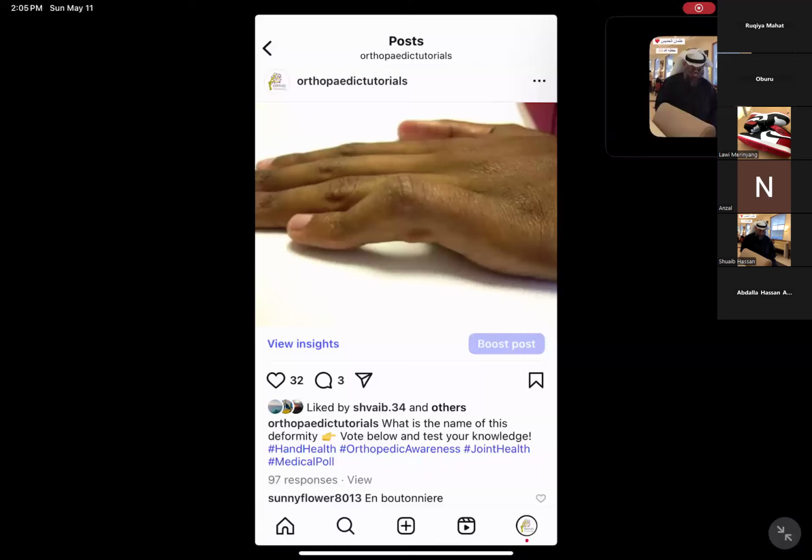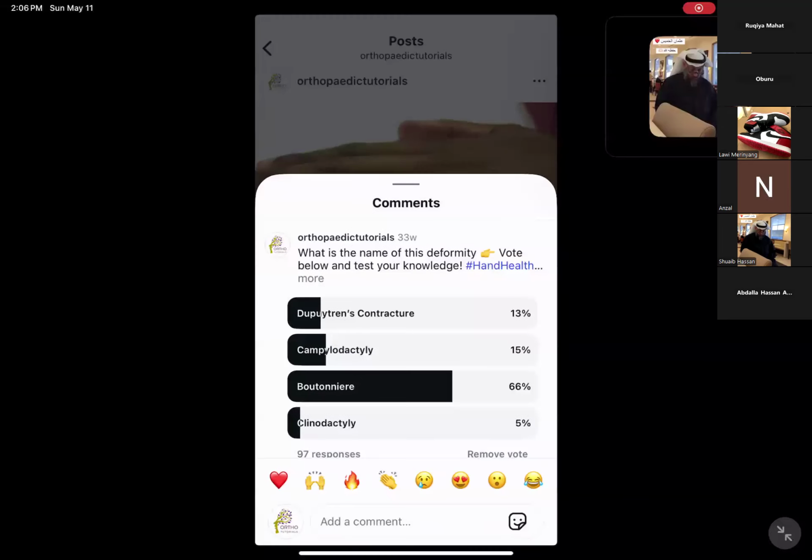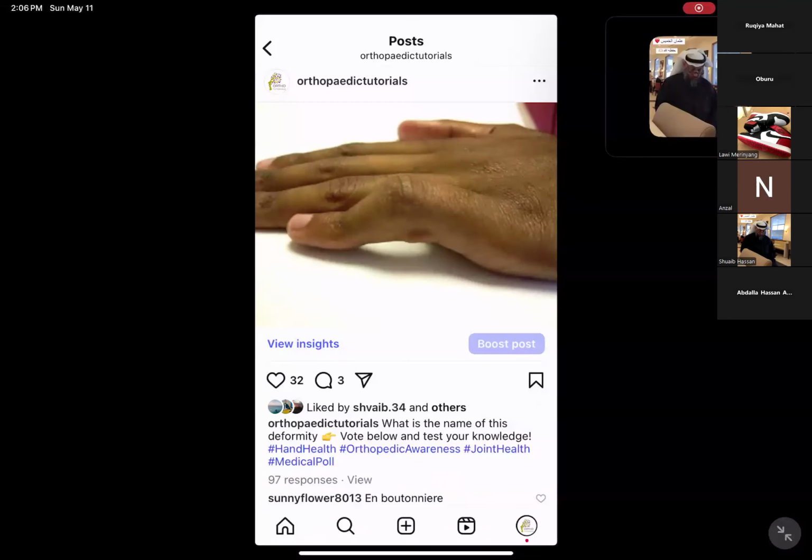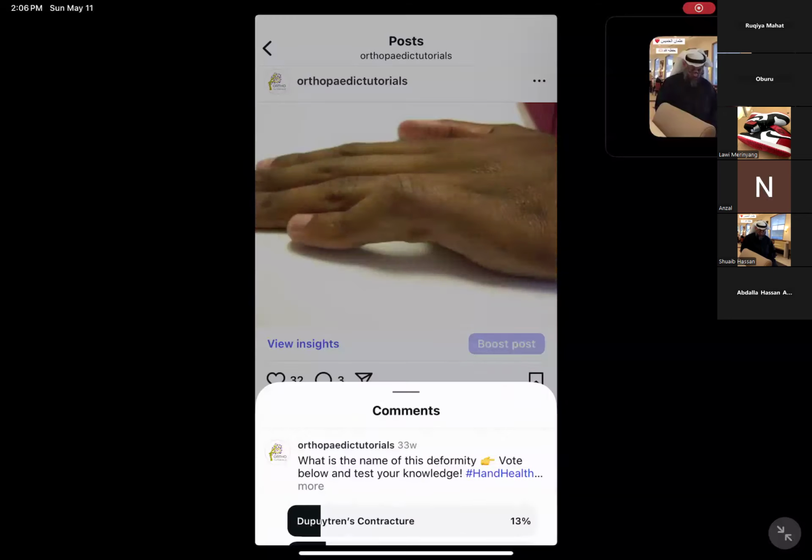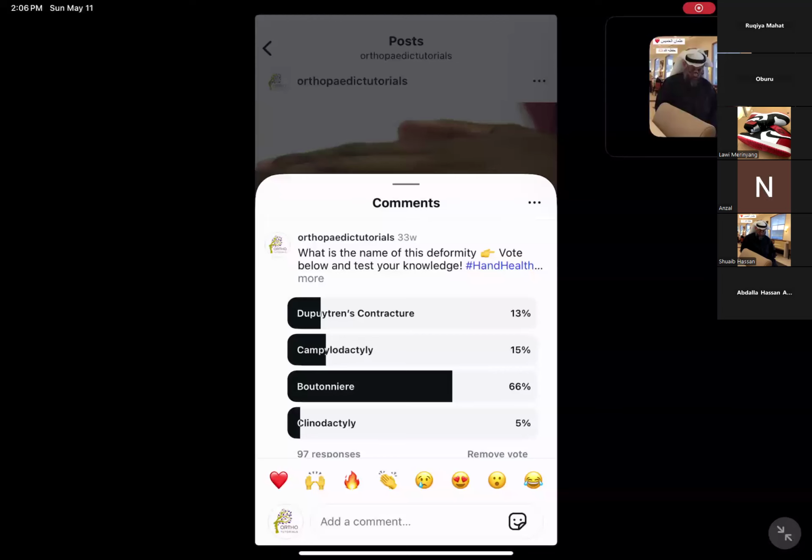So if you look at that, like this, I ask what's the name of the deformity. Sometimes people answer, sometimes people don't answer. But this specifically, maybe the history could have been better. I just want to have a look at the responses that were there. A number of people said boutonniere, camptodactyly, Dupuytren's contracture, and clinodactyly.